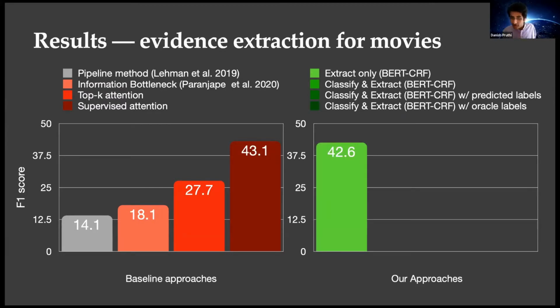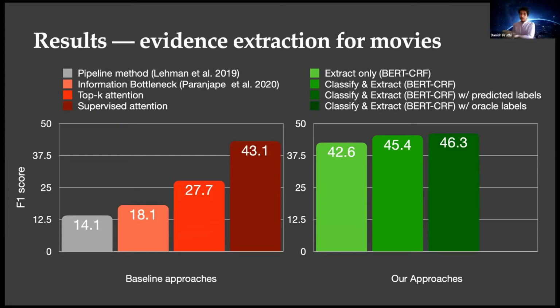So this is the extract only baseline, where you simply use 5% of your data and just do extraction. You train a BERT based CRF model with just sequence tagging. And this is classify and extract. In some way you are now doing multitask, where one task is classification and the other is extraction, and the parameters are shared. So you see a lot of boost.